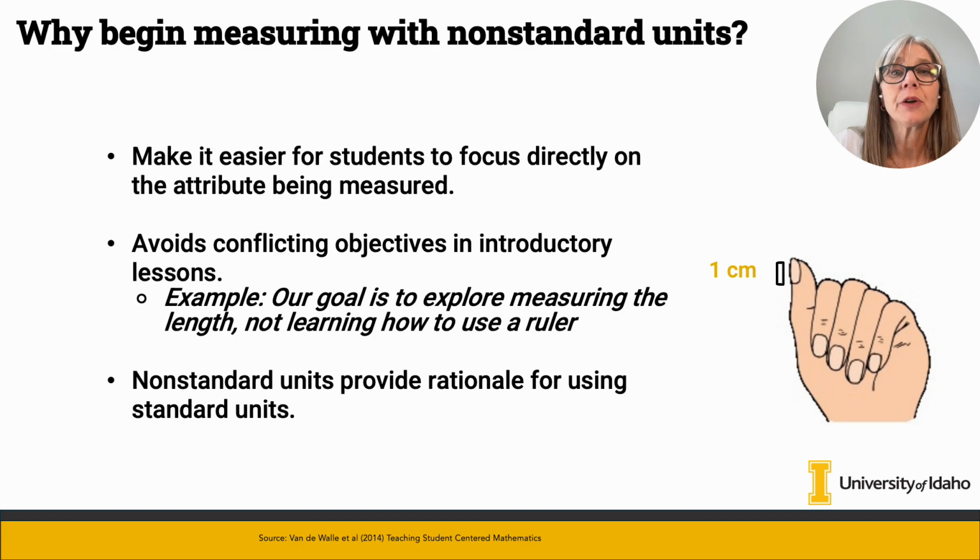It makes it easier to focus on the attribute, like in this case, length. We can use other non-standard units, such as paper clips and pieces of string. It avoids conflicting objectives in lessons. Imagine how many students associate measurement with using tools. What if our learning goal is to explore measuring length, not how to use a ruler? And exploring non-standard units provide a rationale for using standard units. What if in our world, scientists and mathematicians are working with and using different units? How would they communicate the correct quantities and measurements in any situation?